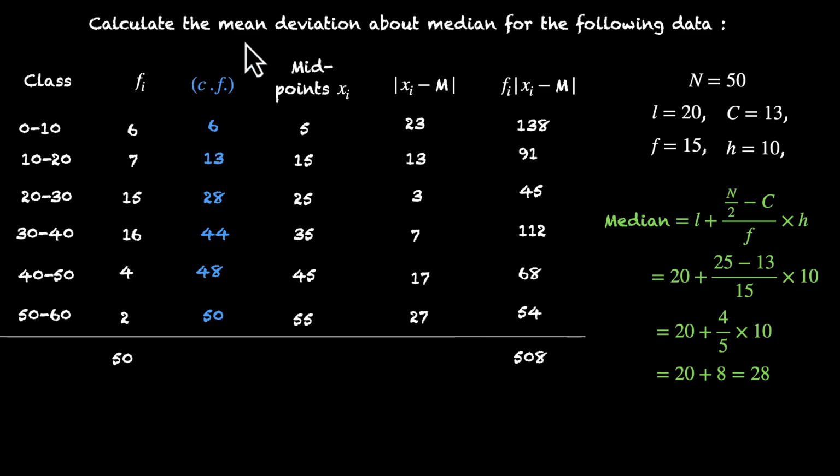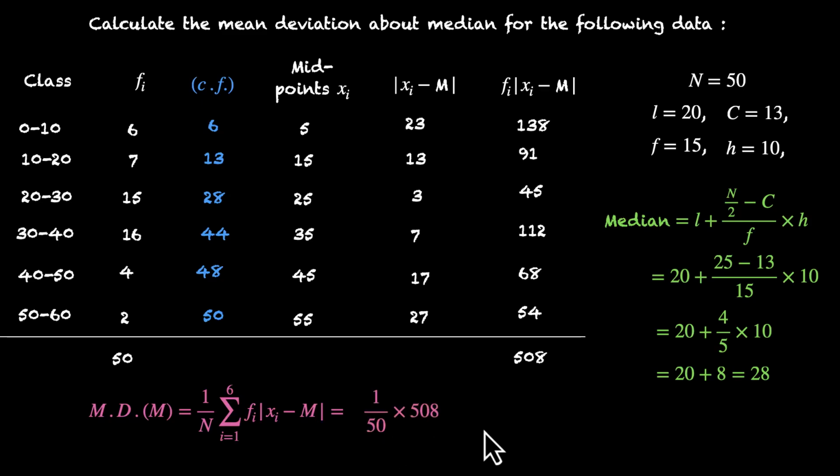Now to find the mean deviation about median, we'll divide this with the total number of observations, that's 50. So mean deviation about median, that's 1 by n, sigma fi mod of xi minus m. So that's 508 by 50. So times 2 is 1016. So that's going to be 10.16. So this is the mean deviation about median for this data.